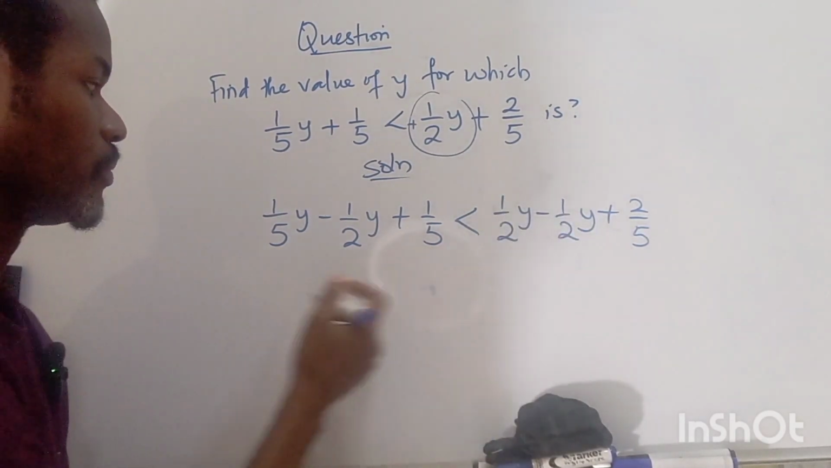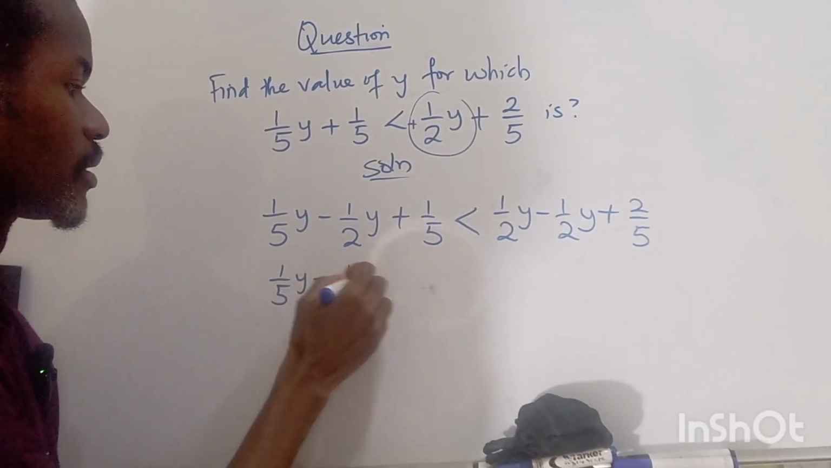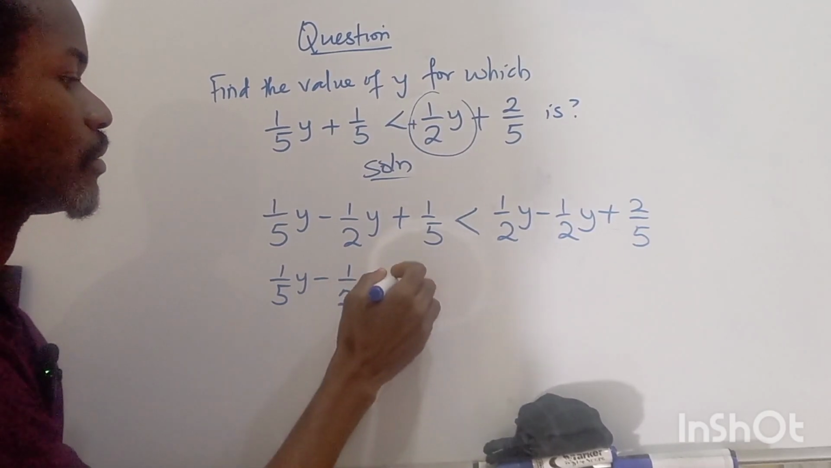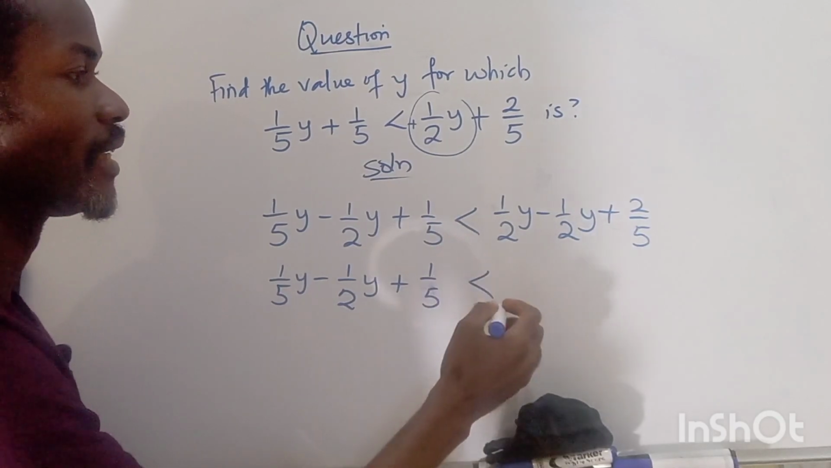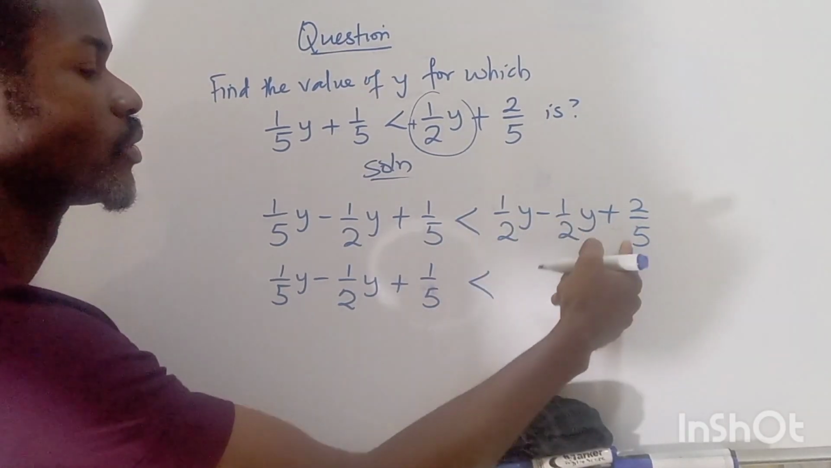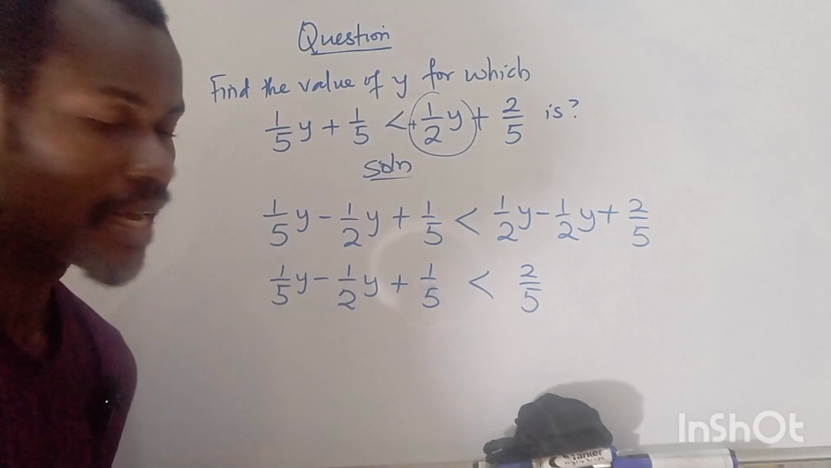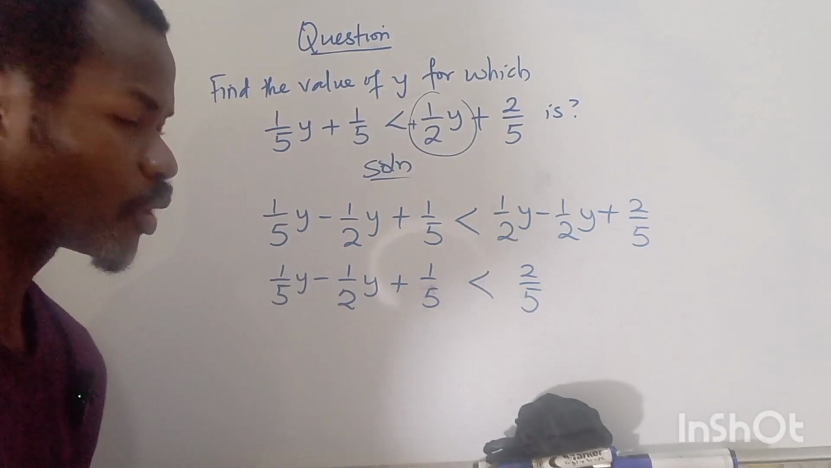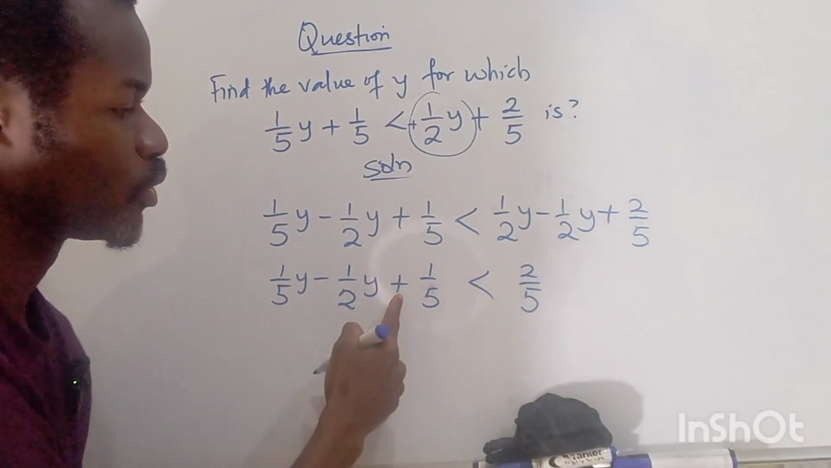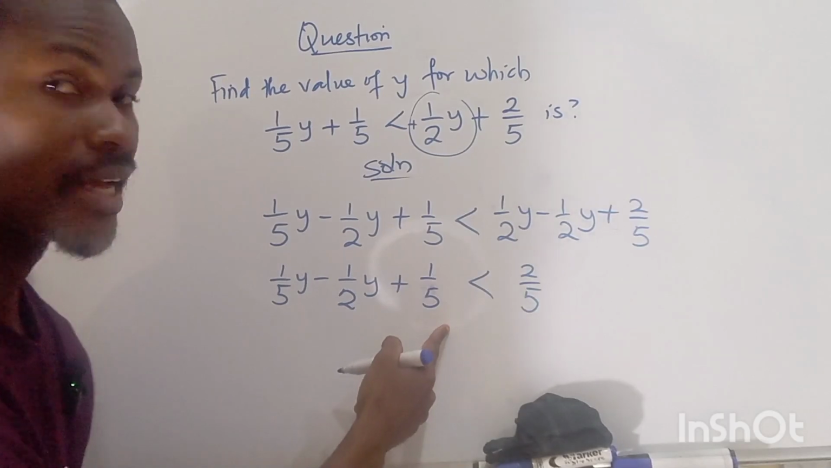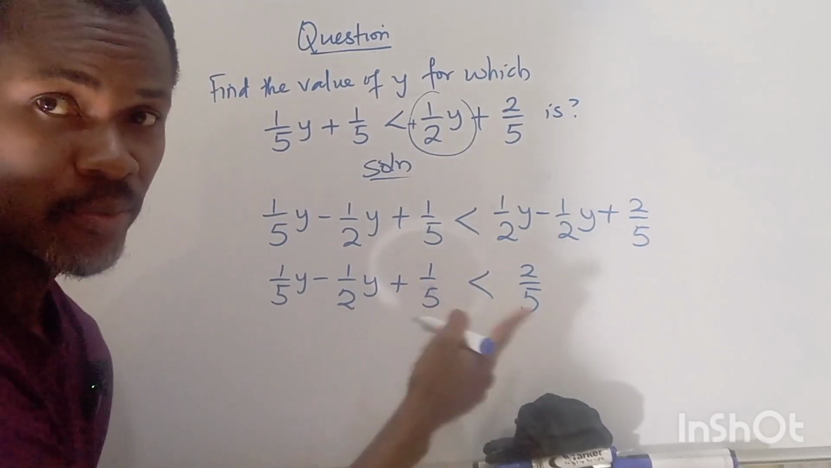This becomes what? 0. So we have 1/5 y minus half y plus 1 over 5, less than is what? Is 0 plus 2 over 5, which is still 2 over 5. Now that we are at this stage, we are still going to remove this. So how do I remove plus 1 over 5? I'm going to subtract what? 1 over 5 from both sides.